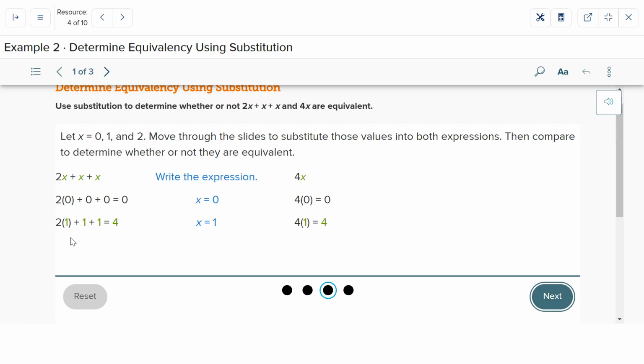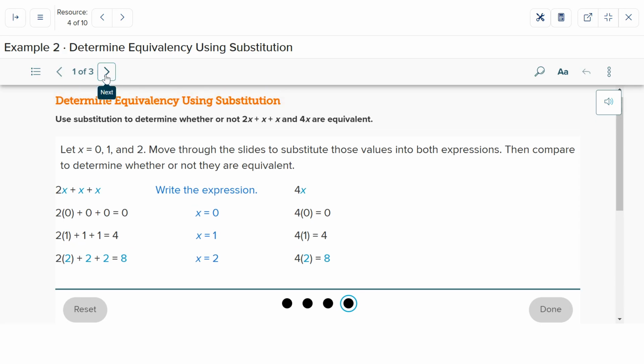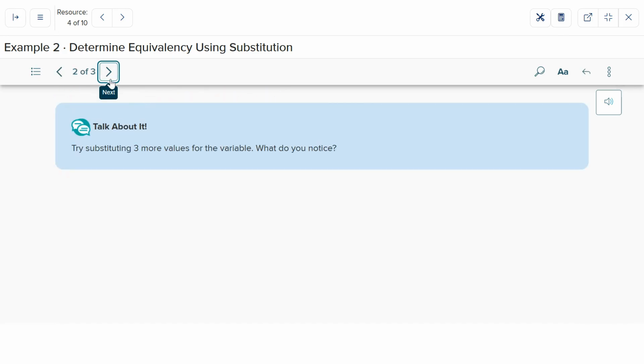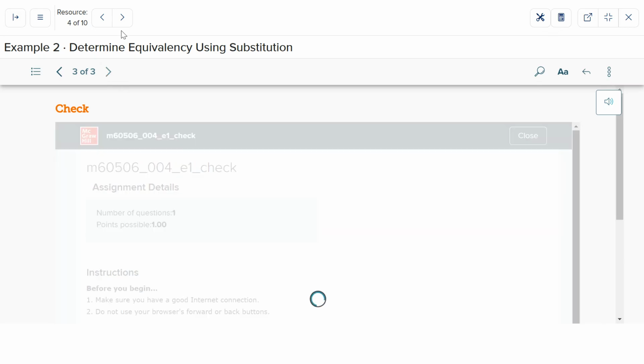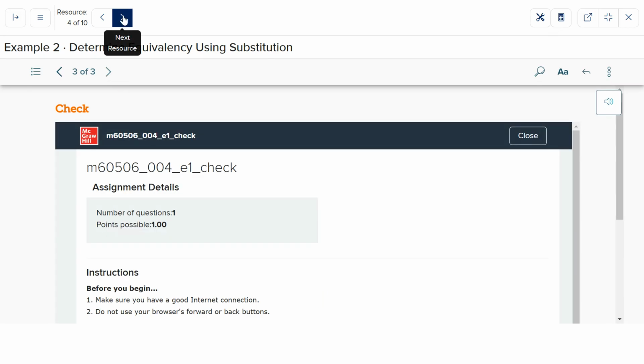Let's try it with 1. 2 times 1 plus 1 equals 4. 4 times 1 equals 4. So far they are also still equivalent, and they just want you to try it with 2 as well. 2 times 2 plus 2 is 8. This is when x equals 2. 4 times 2 equals 8. So this is 3 different substitutions here, and so we can probably conclude that these are going to be equivalent. So that is just something to consider. And yeah, use easy numbers for sure. Try the check and let me know if your expressions are equivalent using substitution.